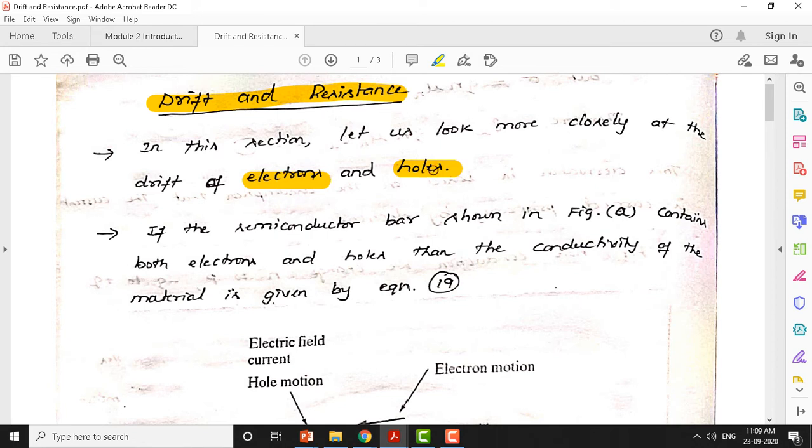There is another equivalent current which is flowing in a semiconductor device. What is that current? Anybody has an idea? There are two types of current that will flow in a semiconductor. One current I am discussing right now is drift current. So drift current is basically a current that flows in a semiconductor due to the applied electrical force.